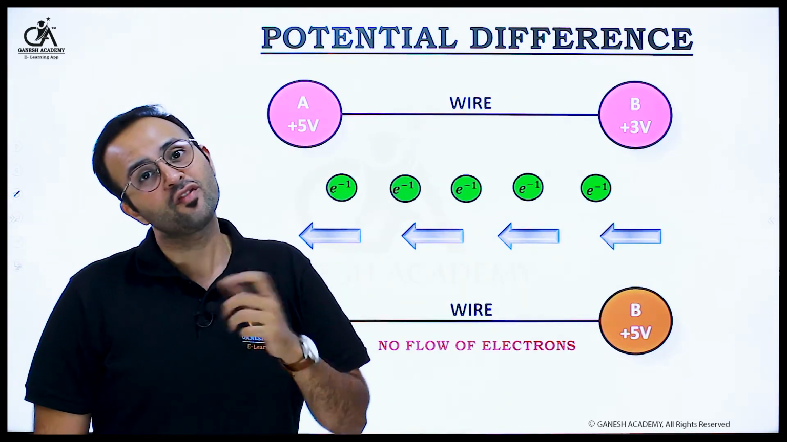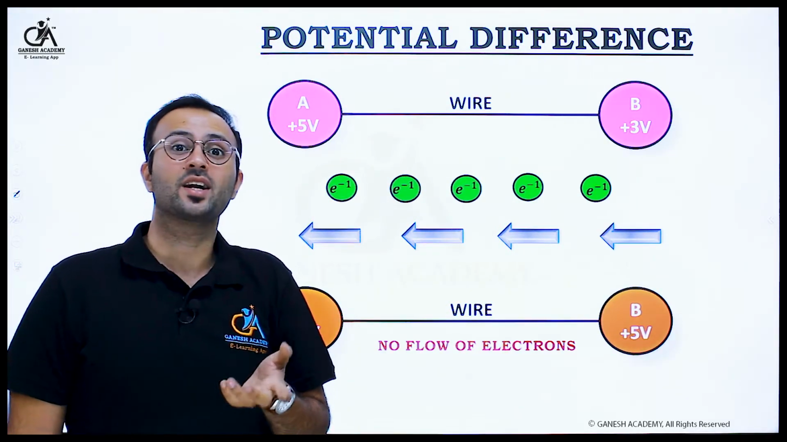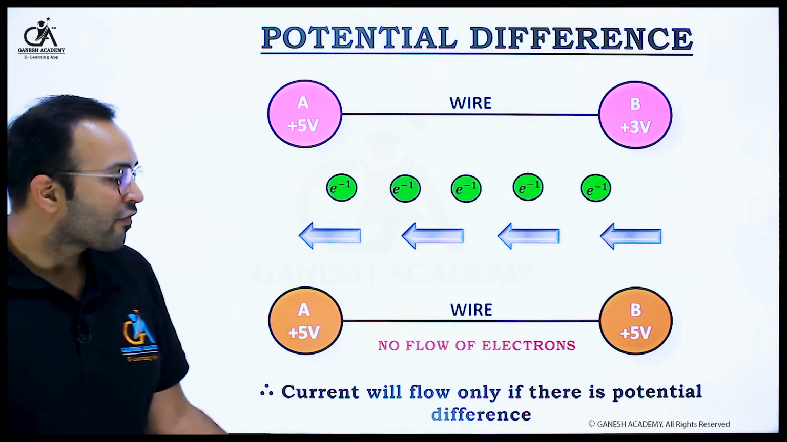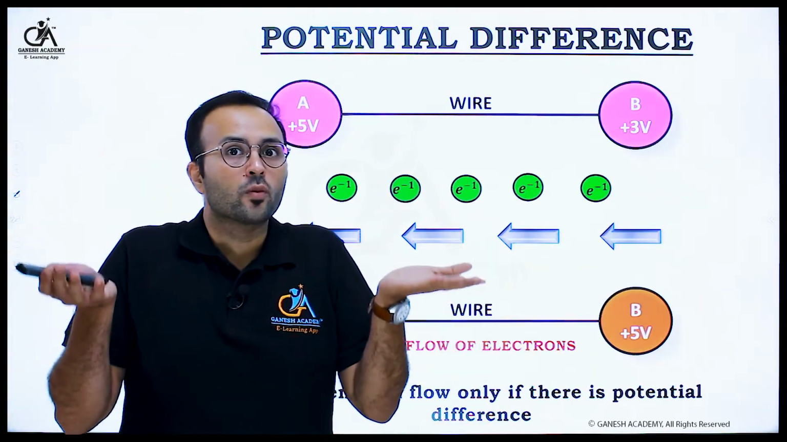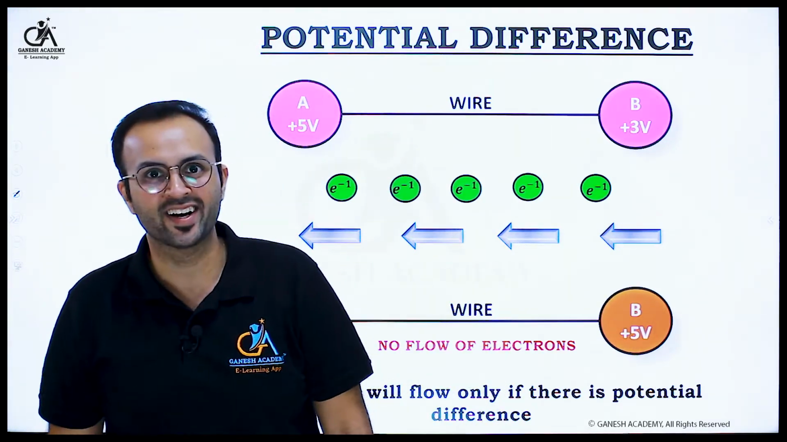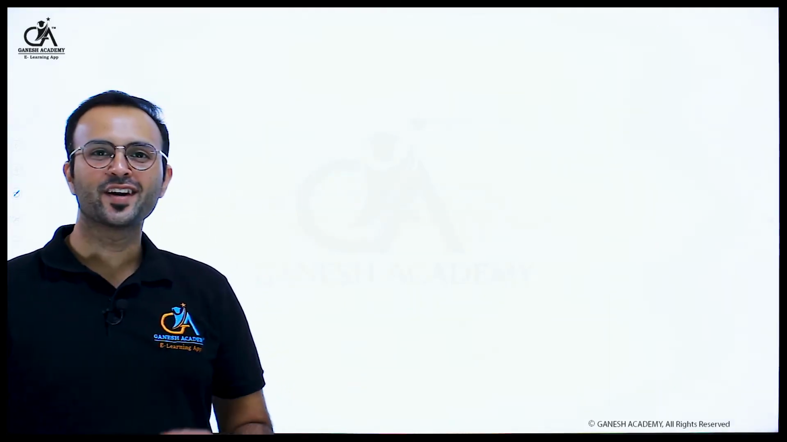So potential difference is nothing but a difference between the electric potentials of two charged bodies. So we can conclude that current will flow only if there is a potential difference. The potential of the two bodies should be different, only then will current flow. Are you clear with the meaning of potential difference? So you are clear with electric potential and electric current. We also understood potential difference.